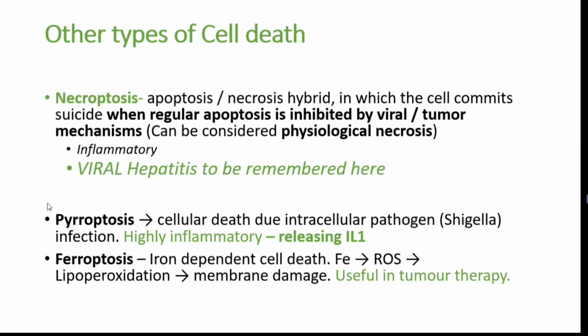And the last two types of cell death are pyroptosis and ferroptosis. Pyroptosis is caused due to intracellular pathogen infections, for example, Shigella, and it is highly inflammatory, releasing IL-1. The last one is ferroptosis. It is an iron-dependent cell death, and it can actually be useful, for example, in chemotherapy, and it is something still being developed, the concept of ferroptosis. So we do not have much information about it currently.